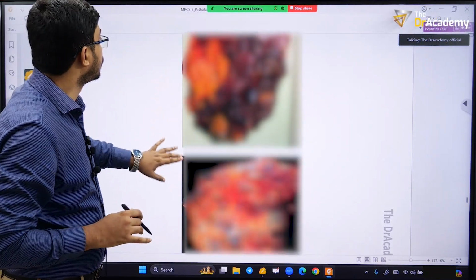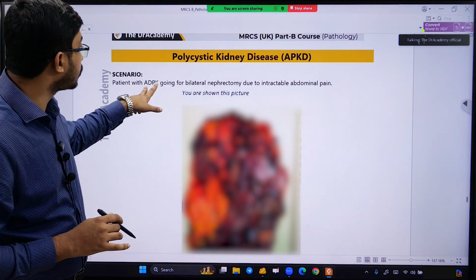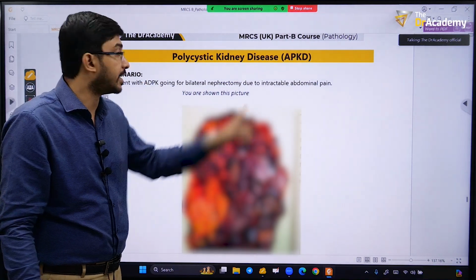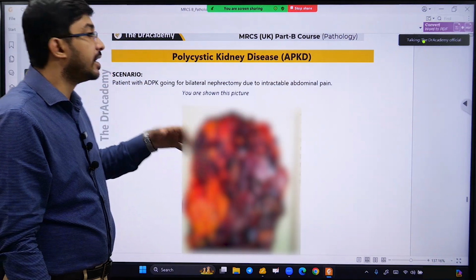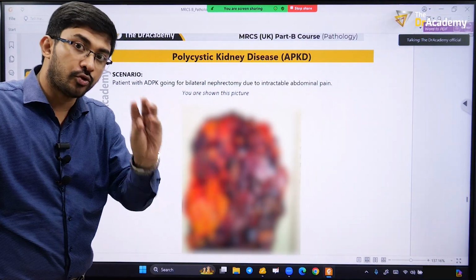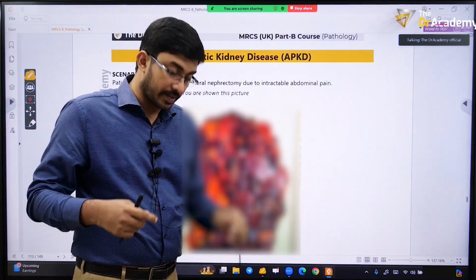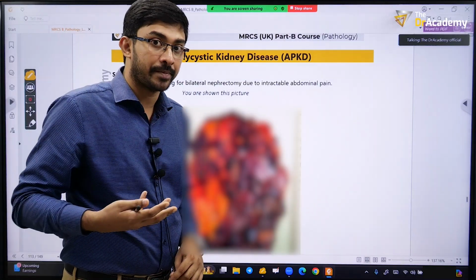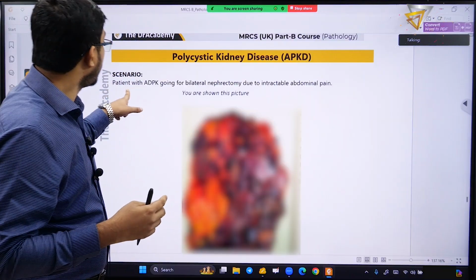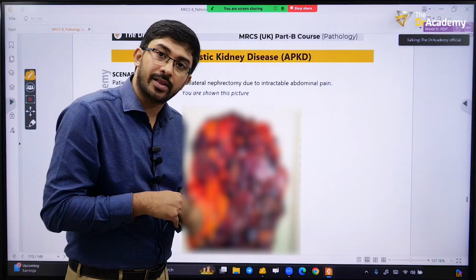Okay. So the scenario is patient with adult autosomal dominant polycystic kidney. ADPKD means autosomal dominant polycystic kidney and APKD means adult polycystic kidney. Adult polycystic kidney disease is autosomal dominant, and in childhood those are rare, but those are autosomal recessive. You all know by this time recessive disorders manifest early and the dominant disorder manifests in the later stage of life. So it is ADPKD going for bilateral nephrectomy due to intractable abdominal pain.